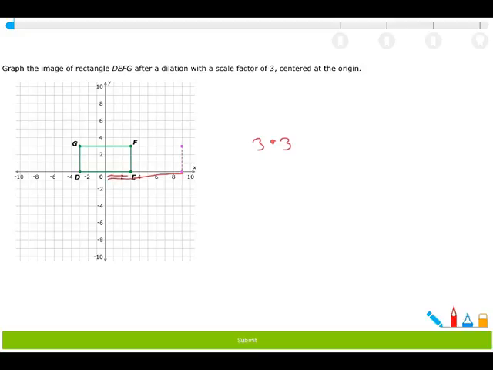So now I'm going to switch back to the pen. I'm going to say, well, this one was 3 and 3. So I want to go, again, 3 and 3. If I multiply 3 by a scale factor 3, now I want to go up 9 and over 9. So I get my first 2 points are there and there.